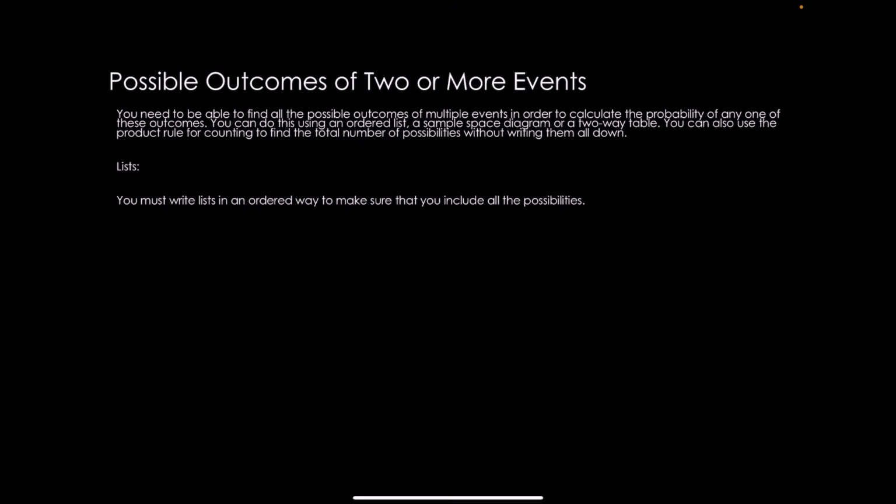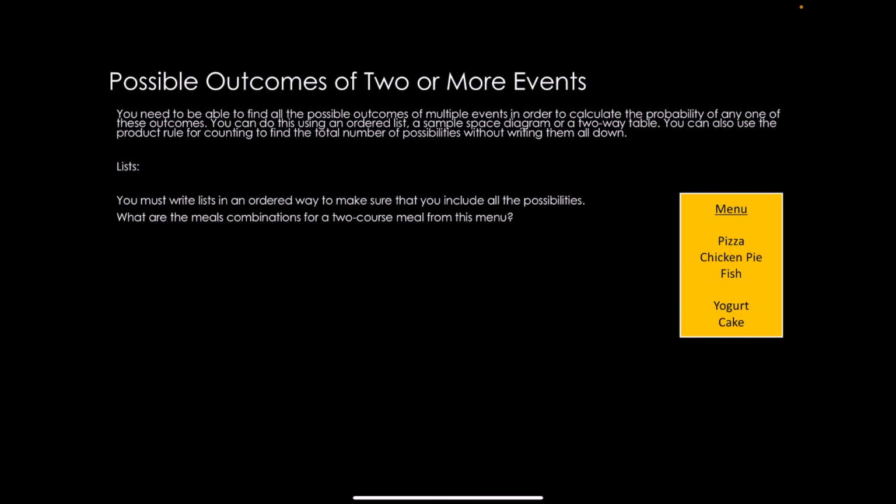So, for example, you have a menu here, and it says, what are the meal combinations for a 2-course meal from this menu? This is a very common question. All you need to do is think, what are the different combinations of ordering food? You can order pizza and yogurt, chicken pie and yogurt, and fish and yogurt. Then you could order pizza and cake, chicken pie and cake, fish and cake. They're the options for the 2 courses.